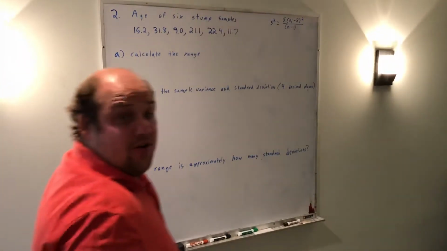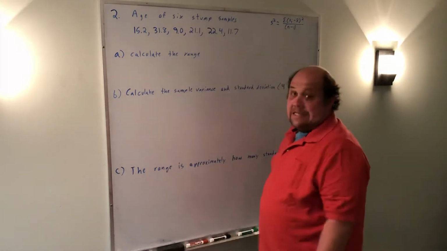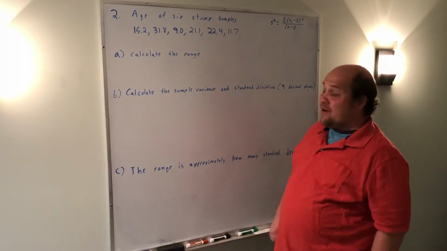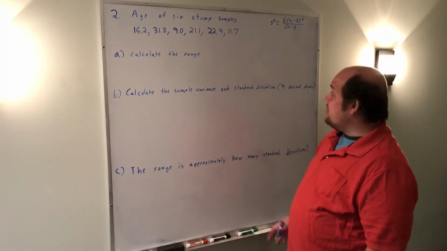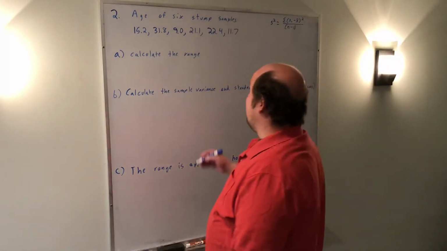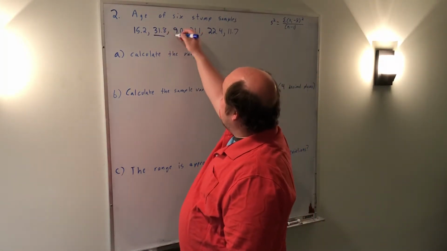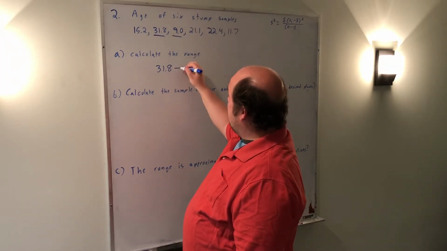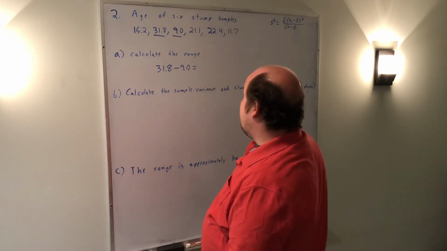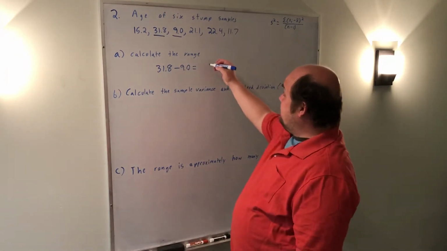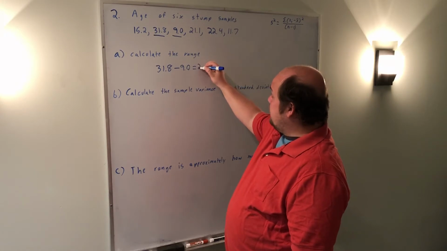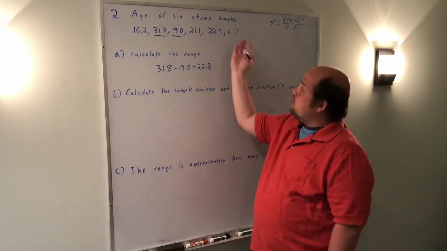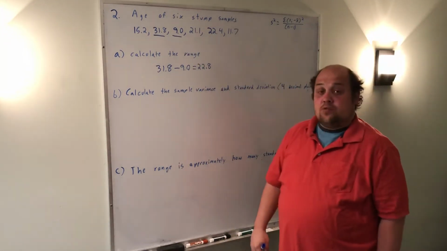These numbers are a little trickier and aren't going to work out as nicely. That said, the first question is a little easier than what we're usually asked to do in this section, where we're trying to find variances. When we're just asked to calculate the range, all that means is we take the biggest number minus the smallest number. This is the biggest number I see, this is the smallest number I see, so I do 31.8 minus 9.0. If I put that in my calculator, it should give me an answer of 22.8. So the range of this distribution of stump samples is 22.8.